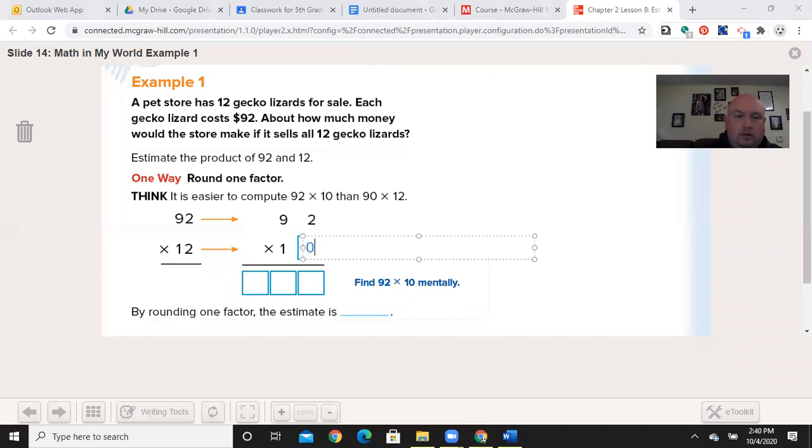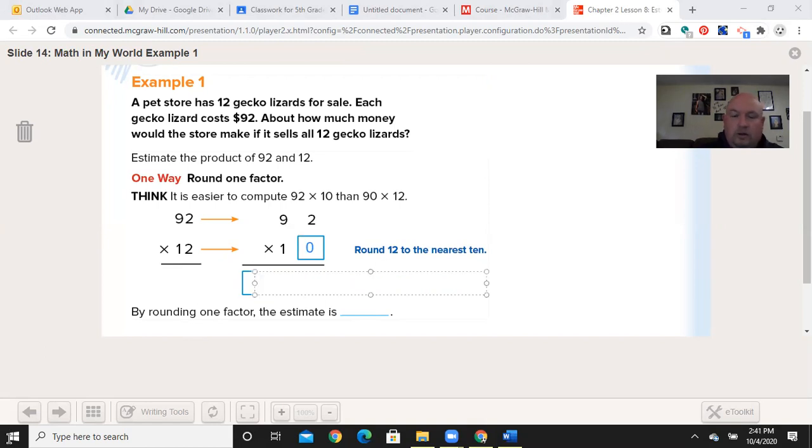I'll put it here. 1 times 92 is going to be 92, and it is 0, 9, 2, 0. So by rounding one factor, $920. This is one way to do it. That's where we rounded one, followed the rules of rounding, and it gave us a pretty straightforward answer because multiplying by 10 is fairly simple.